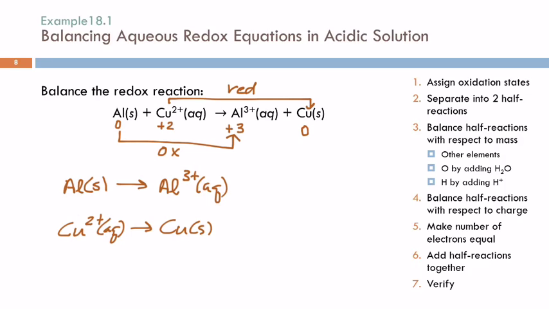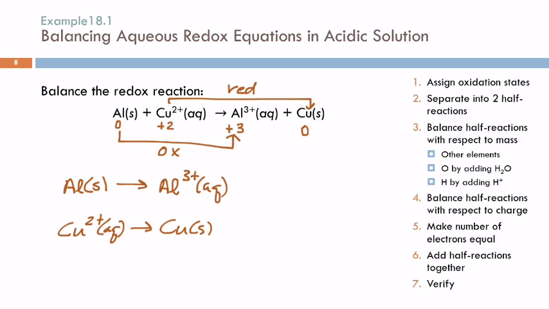So I took the aluminums because they were involved in oxidation, and I made them into one half reaction. And I took the copper ion and copper atom and made that into another one. I keep the Cu2+ on the left side and the Cu on the right side. You don't switch sides. That would mess things up badly.